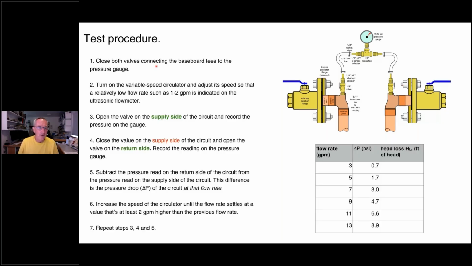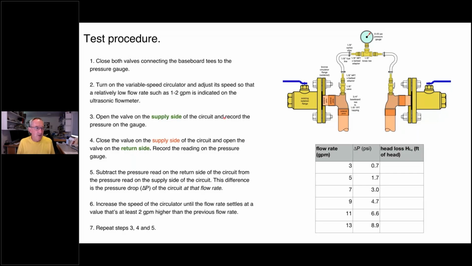We're going to close both valves. We're going to turn on the variable circulator. Now, that's the circulator that's down here in the apparatus. Remember, we've removed the circulator that existed in the circuit, and we're going to power flow through the circuit using this variable speed circulator. And let's say we adjust its speed, and many of them have either buttons or a dial where you can vary the speed of the circulator.